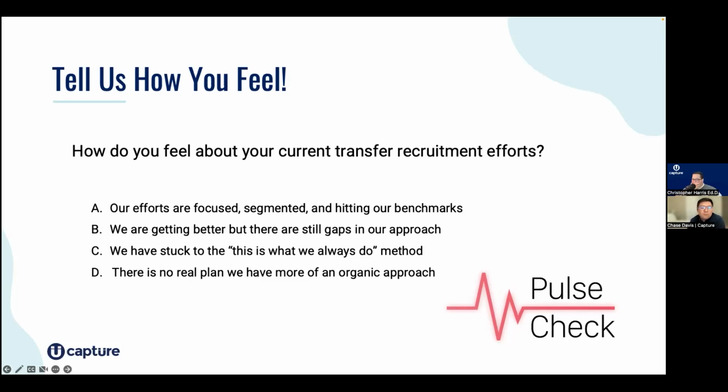Very telling. If you look at the results of our poll, 63% said they're getting better, but there's still gaps in the approach. And hopefully today we'll give you some ideas and you'll be able to see that.